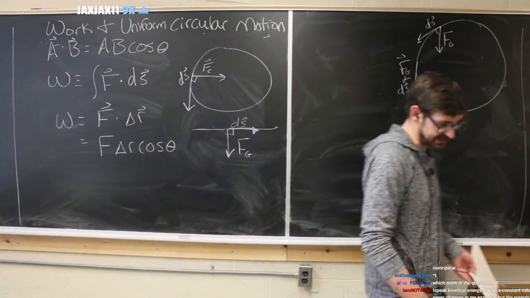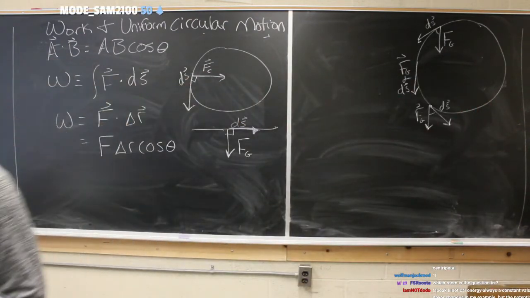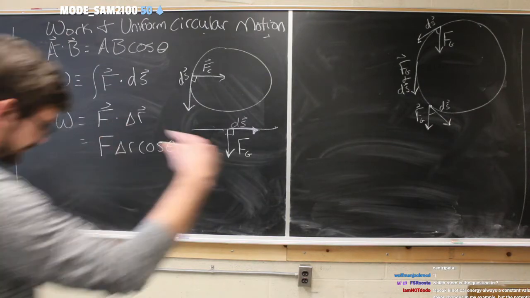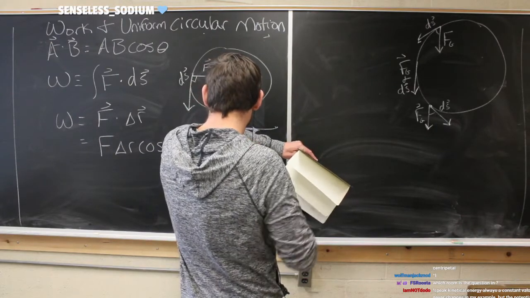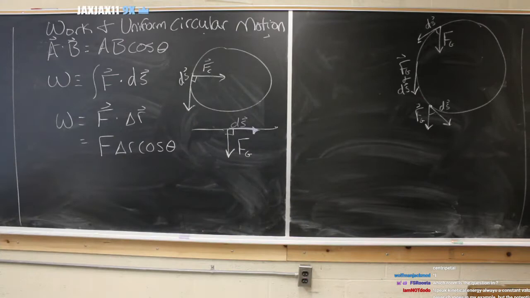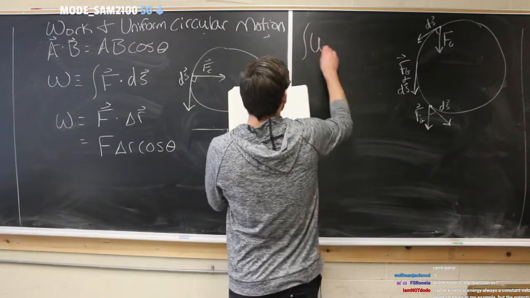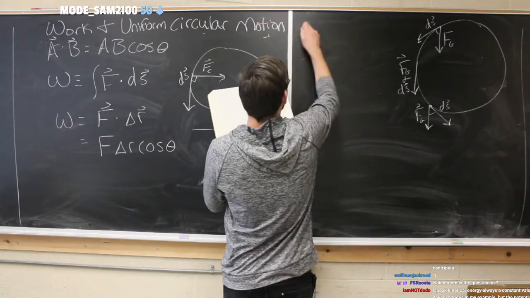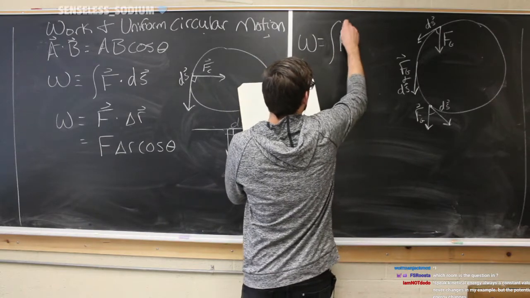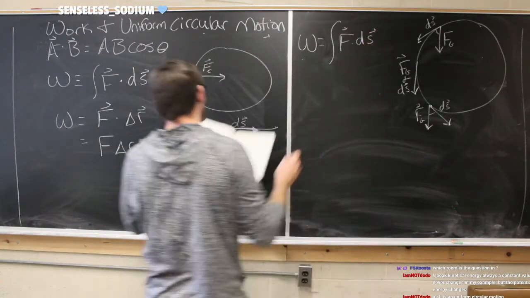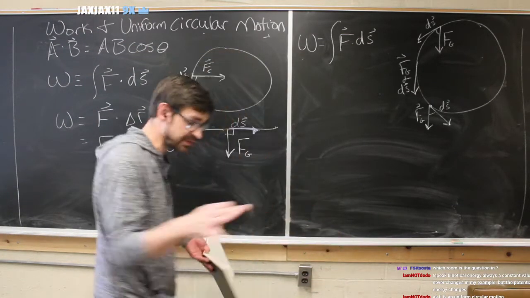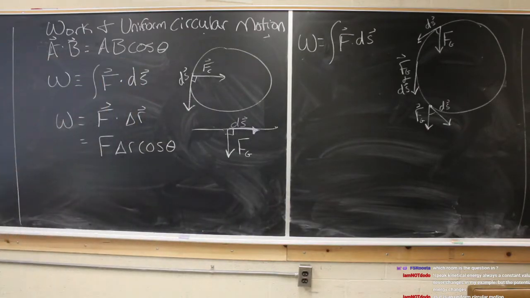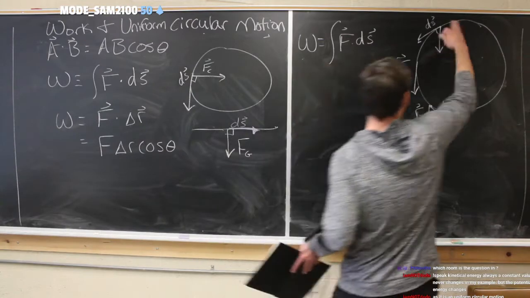You don't need to pay attention to each step of the integration. Instead, I'll explain what's going on in each step as we go. So what's going on is we have the integral of work is equal to the integral of the force dot ds. And what we're going to show is that in uniform circular motion, we'll end up taking care of all of that.